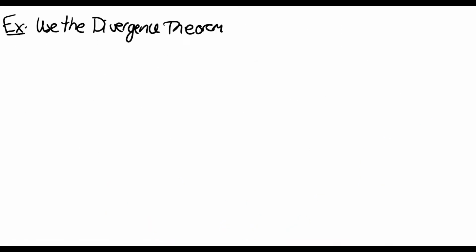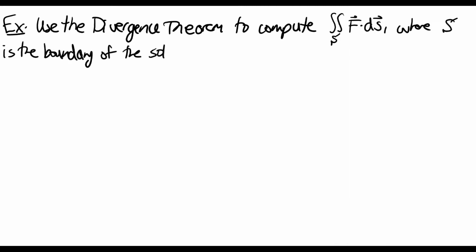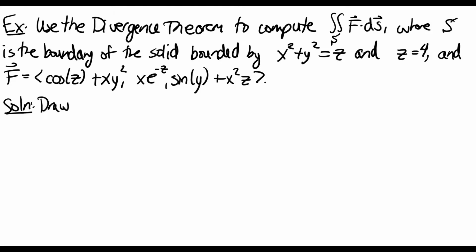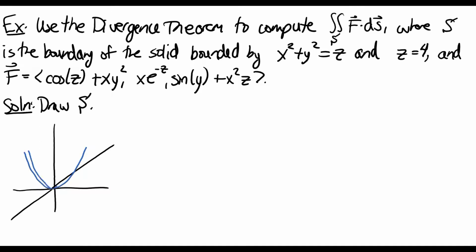Here's an example. Suppose we want to use the divergence theorem to compute the surface integral of F across S, where S is the positively oriented surface of the solid bounded by the paraboloid z equals x squared plus y squared and the plane z equals 4, and F is the vector field given here. As always, we should draw a picture. I'm going to draw my surface S. S is a paraboloid that's capped off at z equals 4.